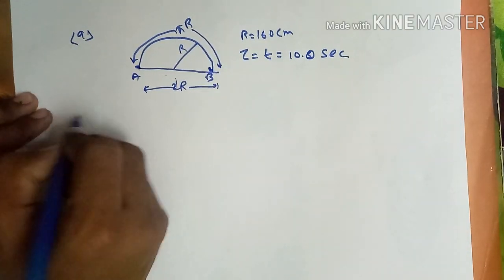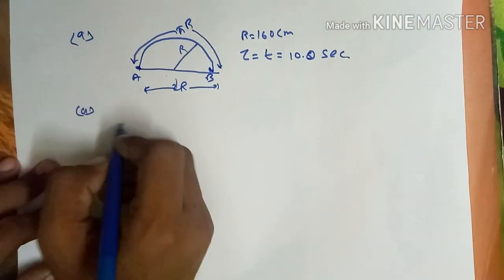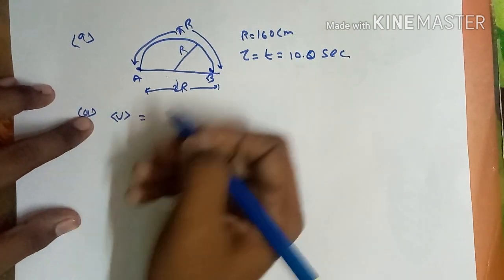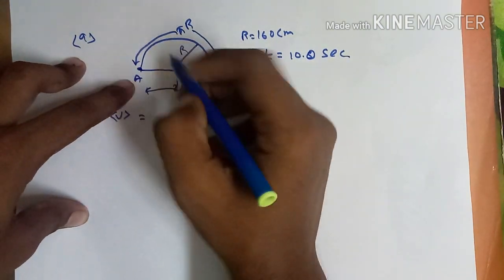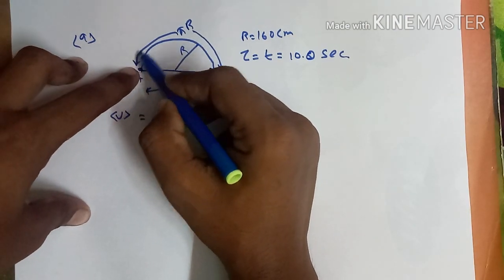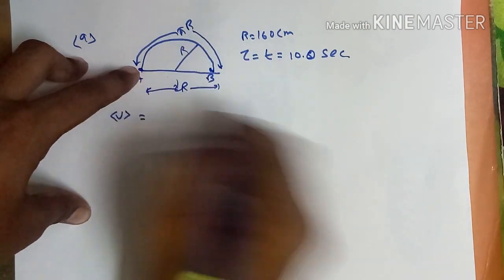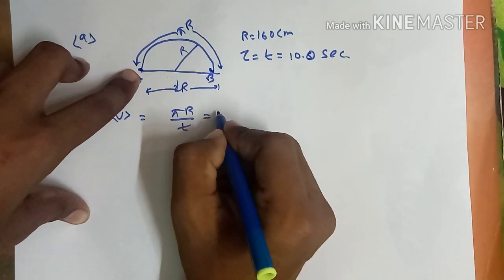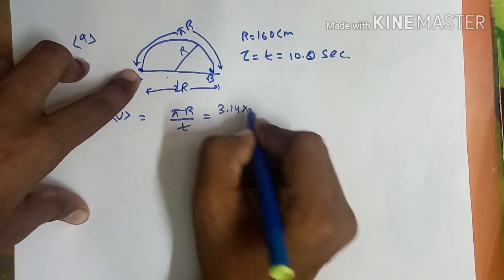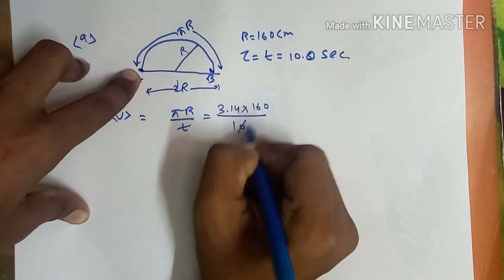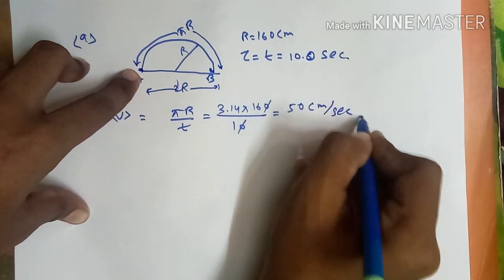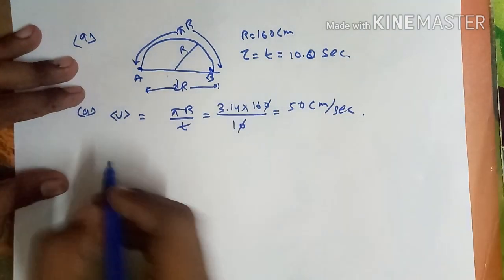So the very first part of the question says calculate the average speed. For average speed, total distance by time. So total distance is pi r by t. The value of pi is 3.14 into r is 160 by 10. This cancels, giving 50 centimeter per second. That is the answer of the first part.